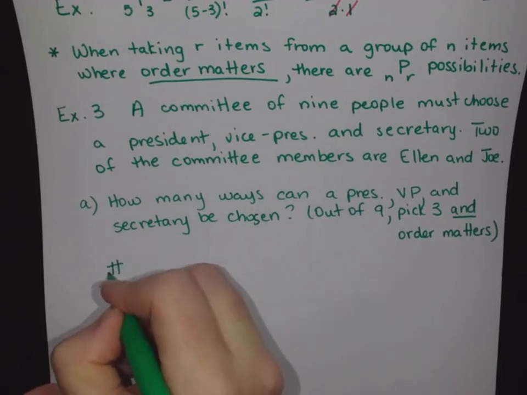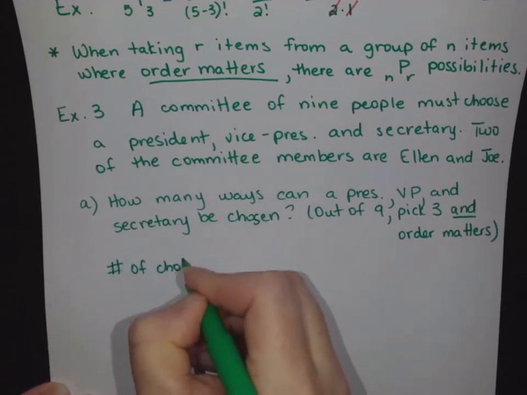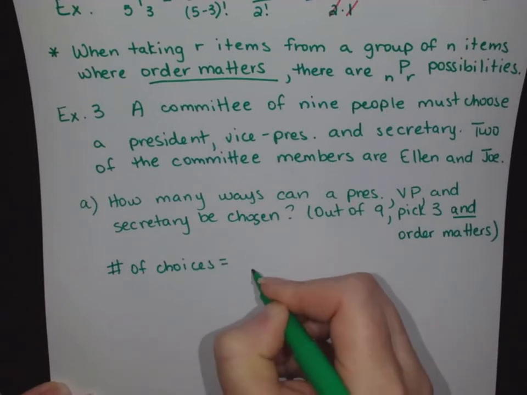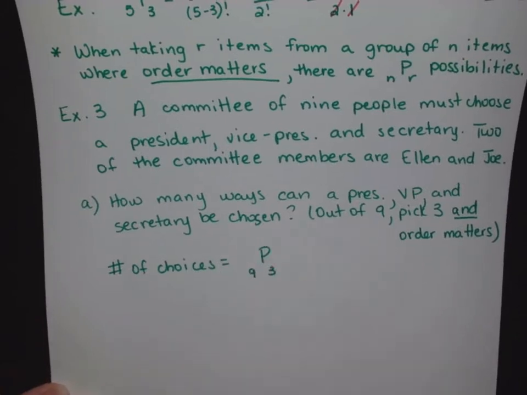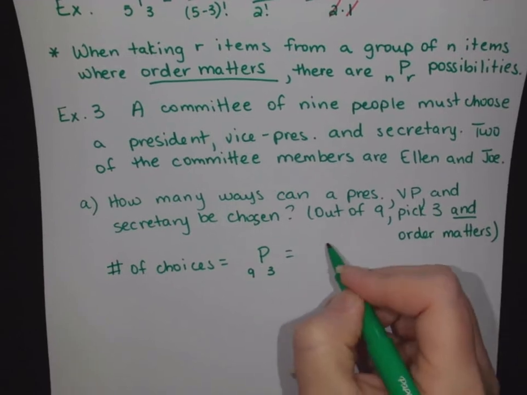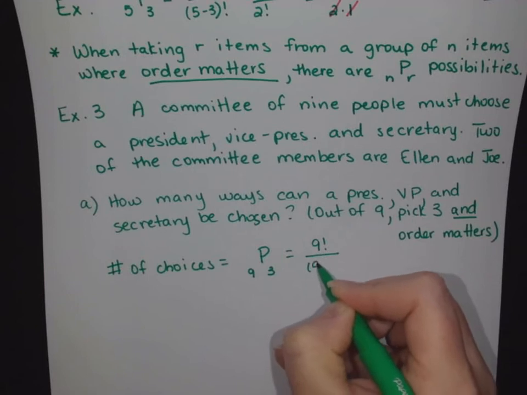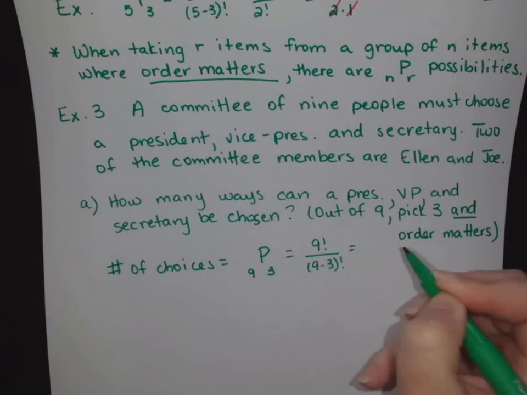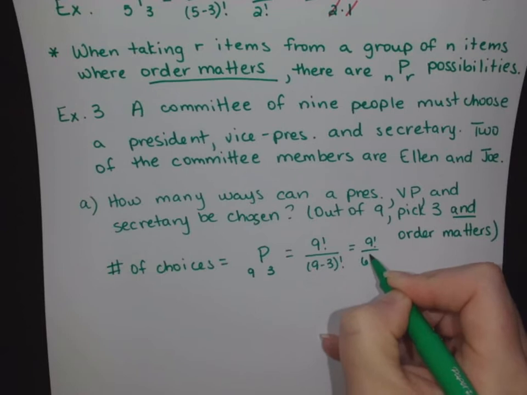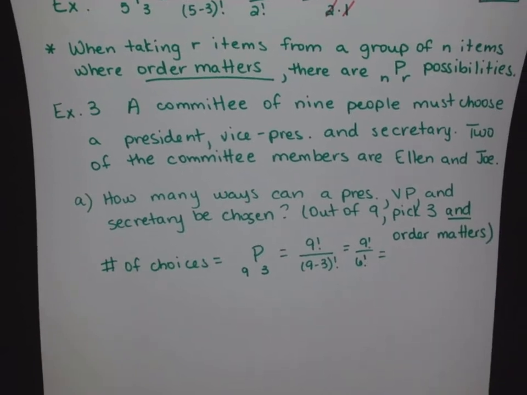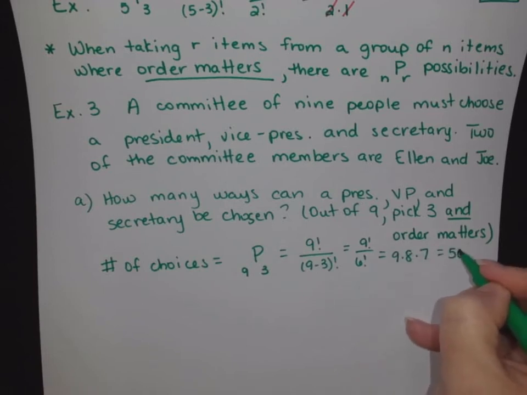So if we want to know the number of choices, it will be 9 pick 3. And I say pick because it's a P. It's really the permutation, 9 permutation 3. We'll do it on the calculator, but first let's write it out. That looks like n factorial over the difference between them factorial. So that'll be 9 factorial over 6 factorial. And the 6, 5, 4, 3, 2, 1 in both are going to get canceled. So it's just 9 times 8 times 7, which is 504.